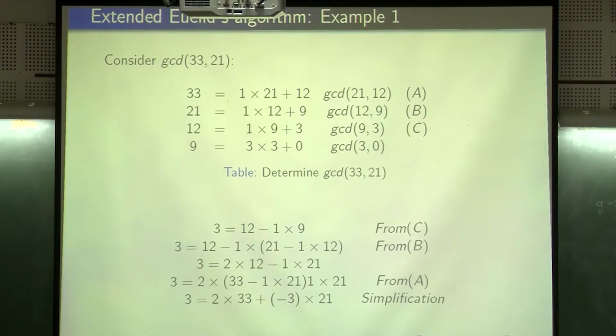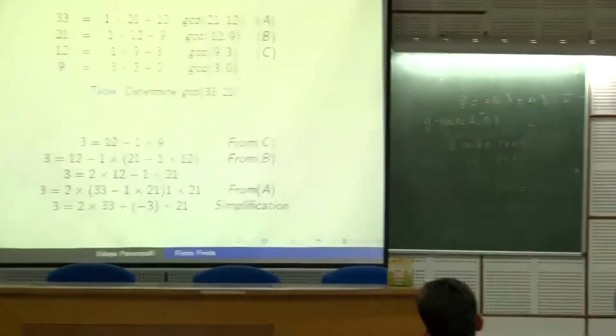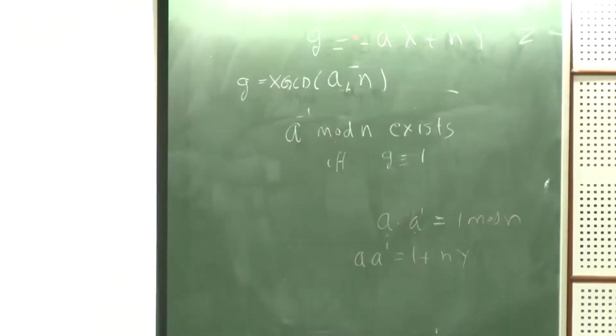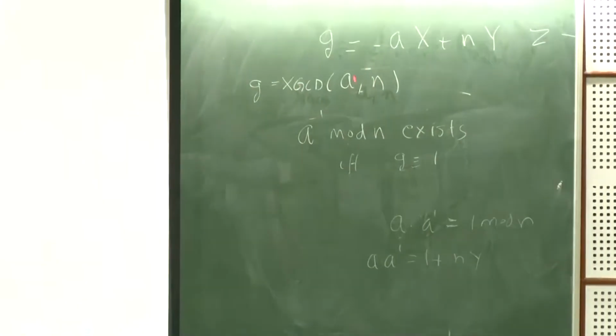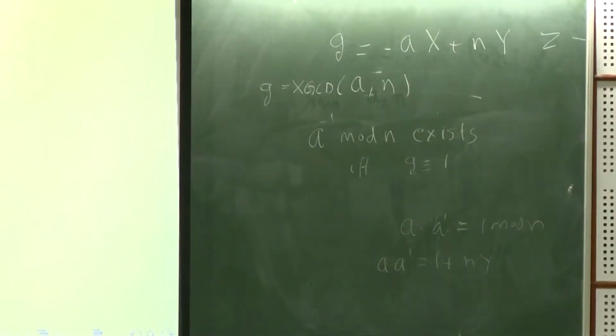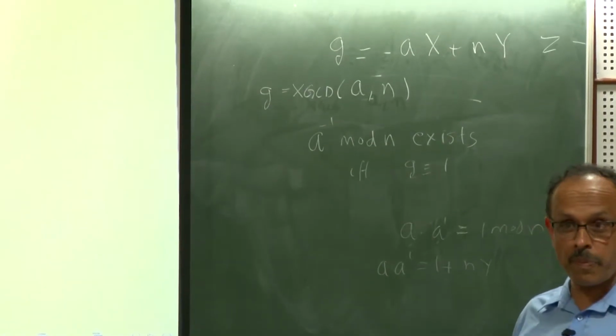This equation is true in integers. If I want to get some relationship with modulo, one of them I can easily solve. So I can get solutions modulo either 21 or 33 using this approach. When I want to find G, the greatest common divisor between A and N, I can find the inverse of A modulo N or of N modulo A; both are possible.